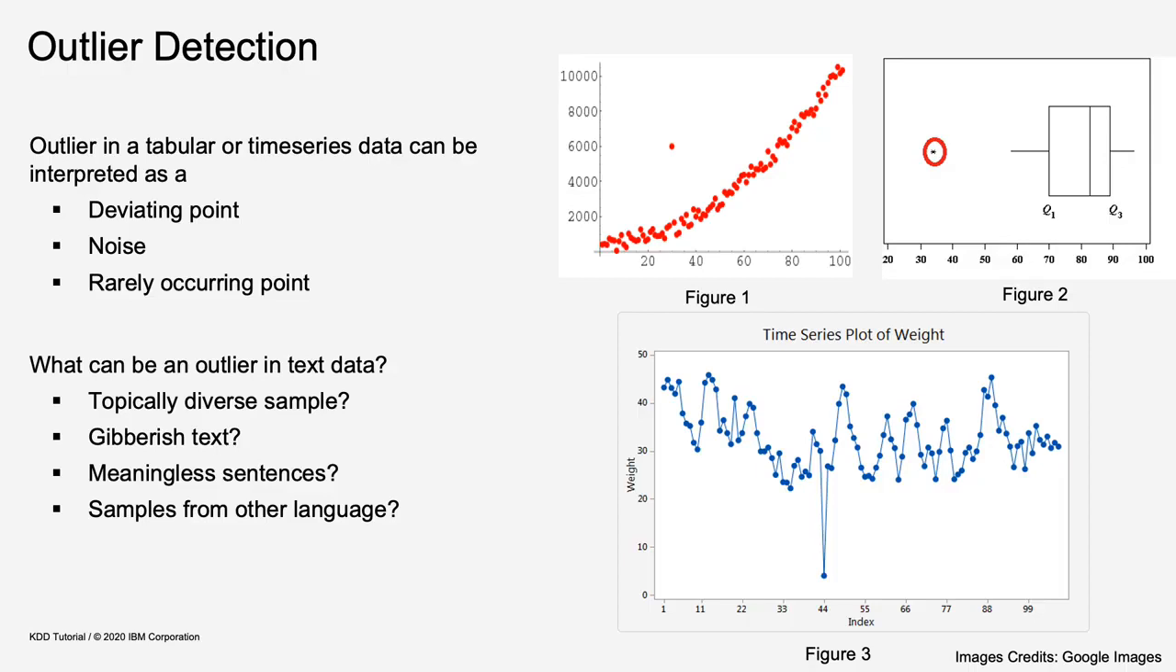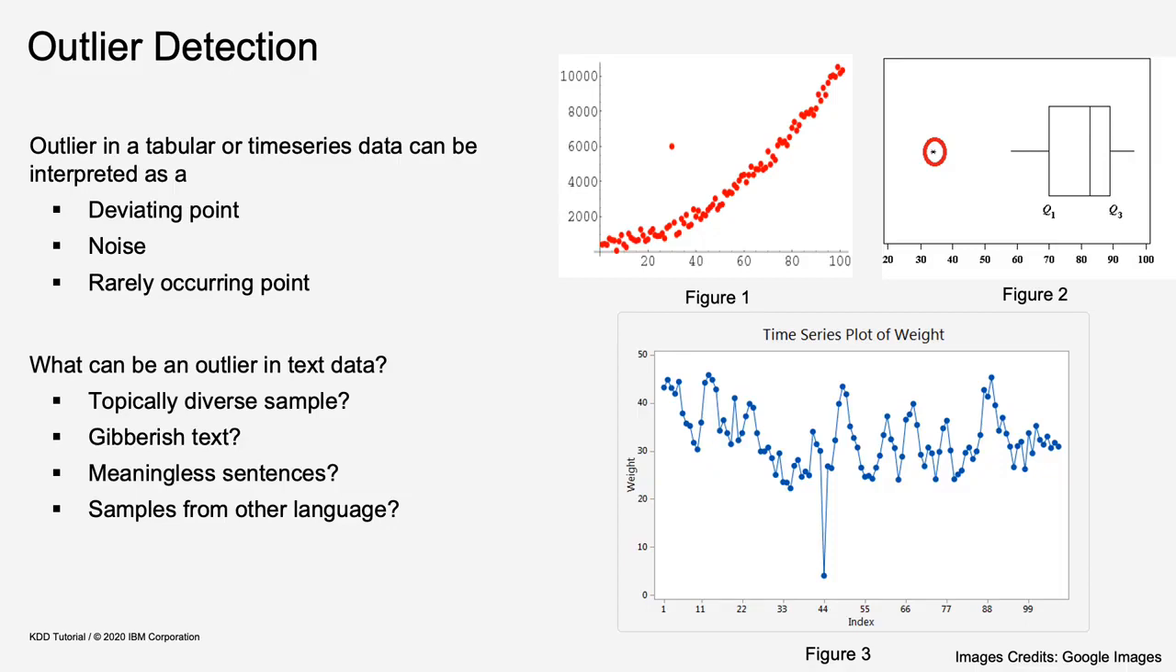It is relatively easy to understand the concept of outliers in the case of tabular or time series data. For example, by simply plotting a given tabular data as shown in figure 1, one can observe that one point lies away from the general trend and can be treated as an outlier.